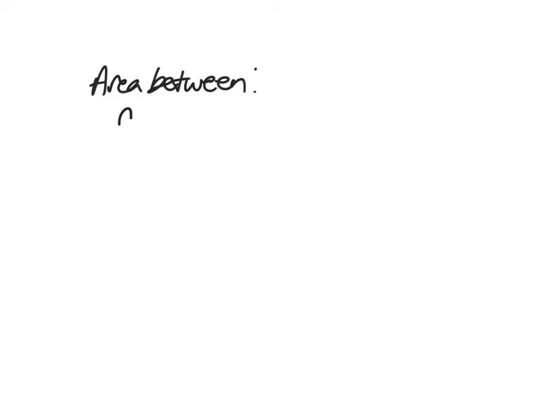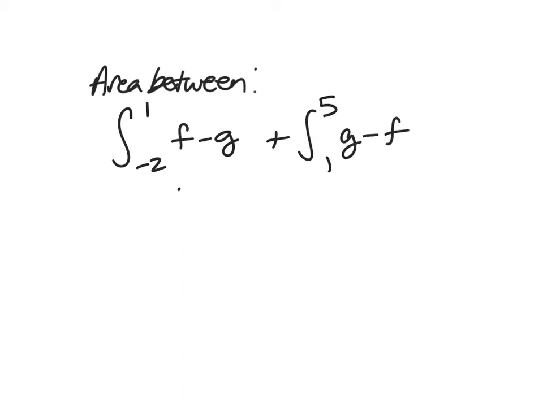So our area between them is going to go from -2 to the intersection point of f minus g, plus the integral from 1 to 5 of g minus f, because here f is on top and here g is on top. And then these are both polynomials. It's pretty easy to compute these integrals.